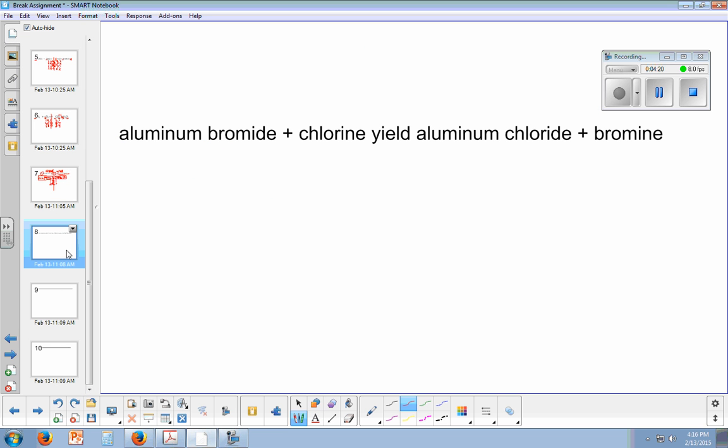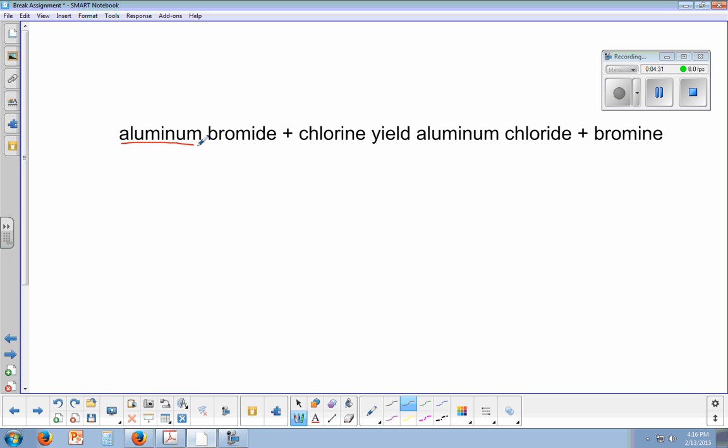The second one. So aluminum bromide plus chlorine yields aluminum chloride plus bromine. So first we're going to start here. Now this is an ionic compound. How do I know? It has a metal. So I'm going to look up my symbols and crisscross. So this is 3 plus, and bromide is just bromine, so Br, and when I look up the charge, it's -1. So I cross, and I get Al1, and then Br is going to be a 3.